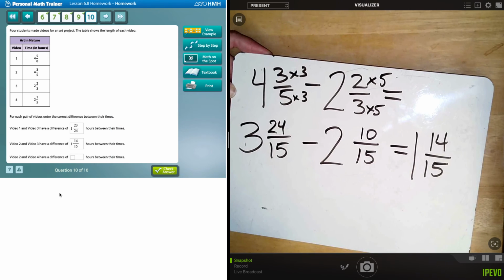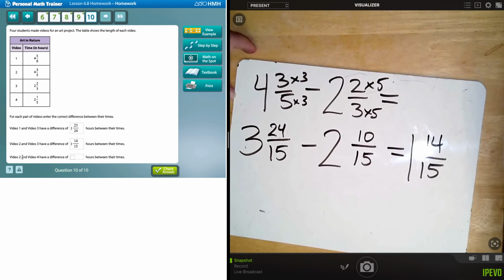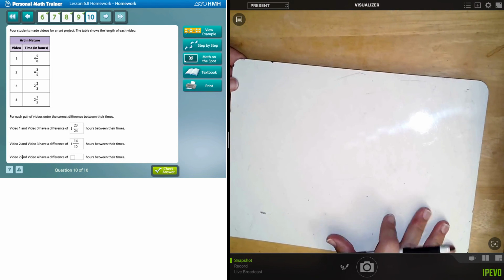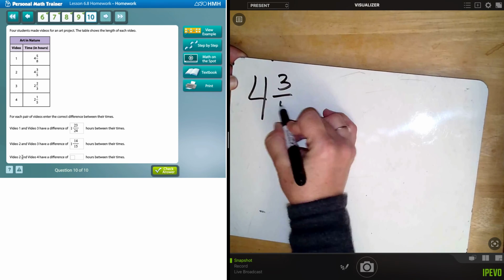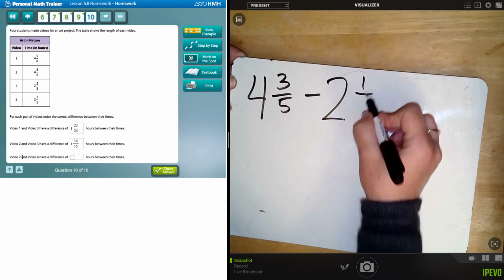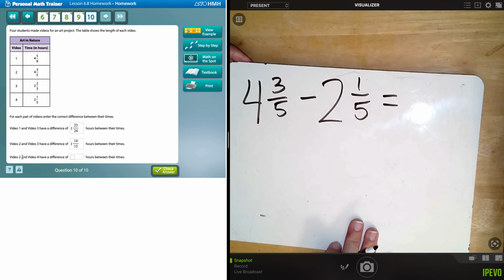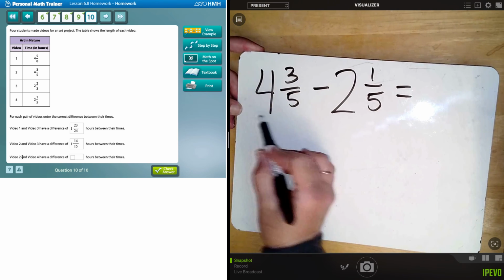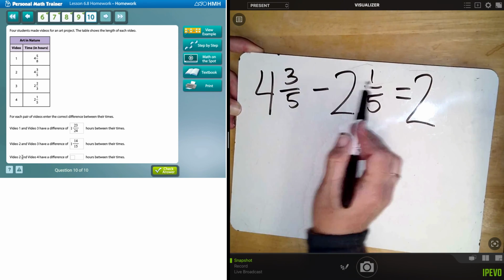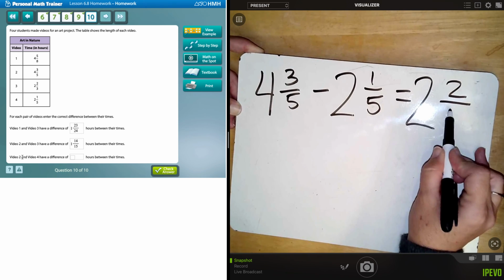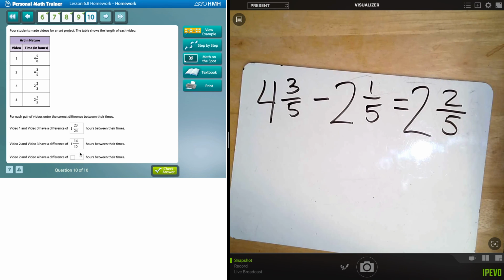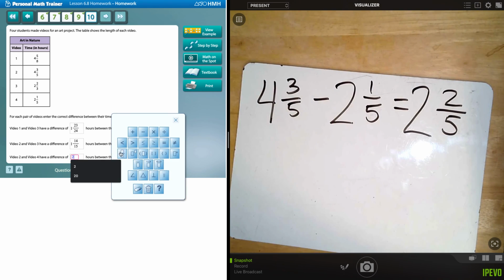Okay. All right, and now the difference between video 2 and video 4. So video 2 is 4 and 3/5 minus video 4, which is 2 1/5. Oh my gosh. How nice is this? Do you see how nice this is? I can do 4 minus 2 is 2. They already have the same denominator. So 3 minus 1 is 2. The denominator stays the same. 2 2/5.